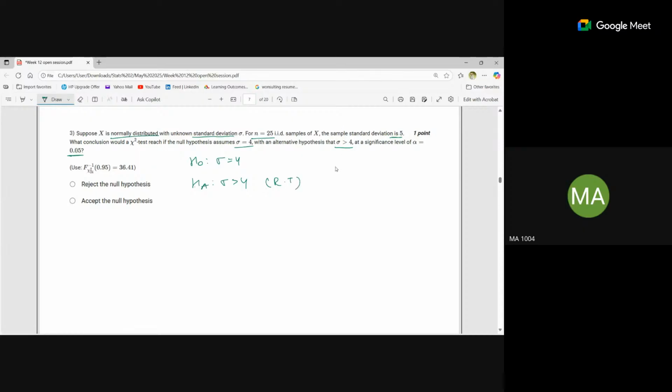My N is 25, and my sample standard deviation, that is my S, is given to be 5. The first step is this. My second step is the test statistic. What will be my T here? T is equal to S square. Correct, my T is S square because we are testing for the sample variance. Now, third, what is my test here?